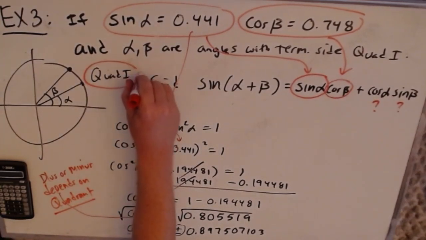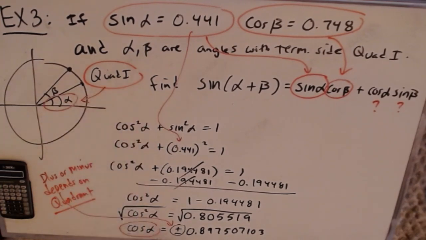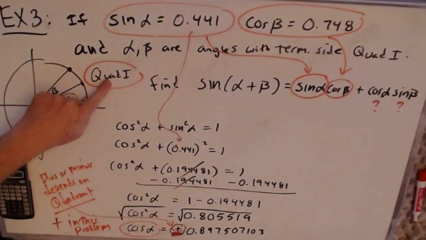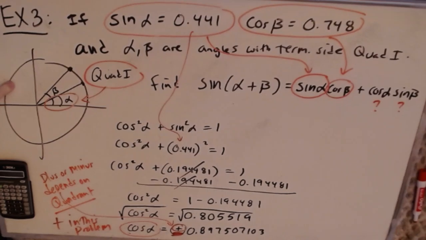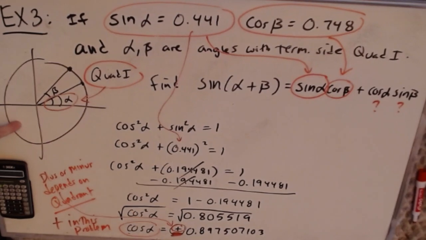Since we are in quadrant 1, cosine of alpha is going to be plus in this case. So we don't want the minus 1, we want the plus 1. Make sure you read it carefully. If it had said quadrant 2, I would have taken the minus square root. If it had said quadrant 3, I would have taken the minus square root. If it said quadrant 4 or quadrant 1, because we're talking about cosine, I would have taken the plus.